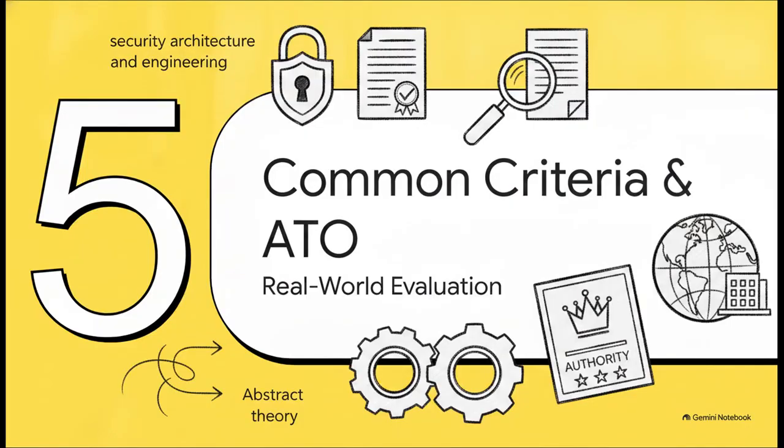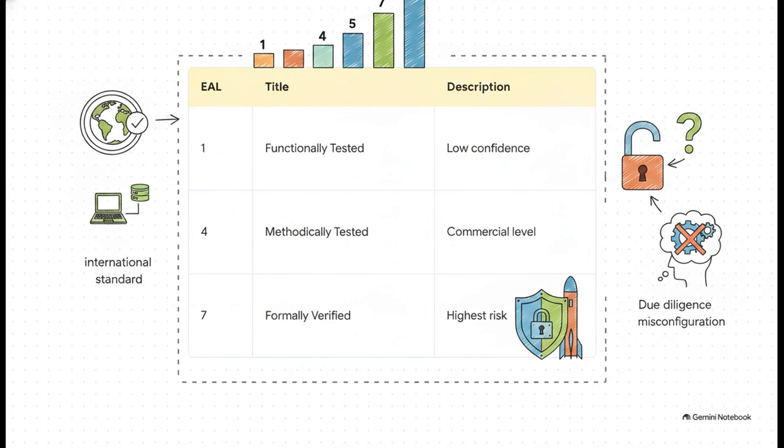Section 5. Common Criteria and ATO, Real-World Evaluation. So how do risk managers actually evaluate, trust, and legally authorize these insanely complex systems out in the real world? Well, we use the Common Criteria. It's an international ISO standard for evaluating the security features of IT products. It uses evaluation assurance levels, or EALs, that go from 1 to 7.